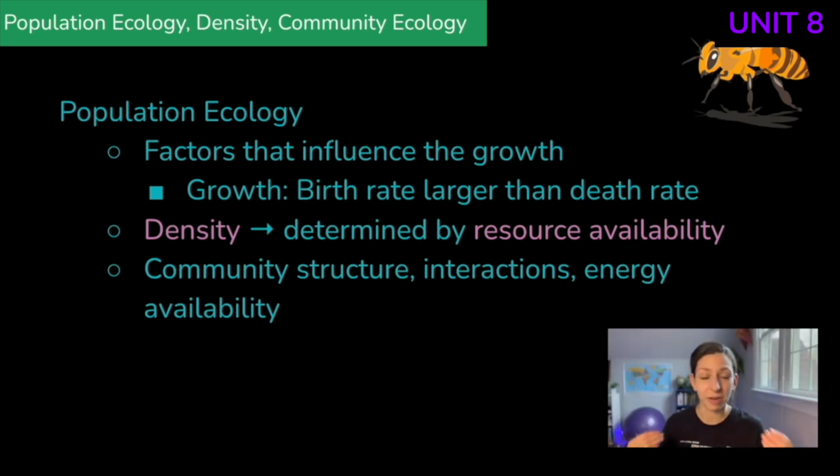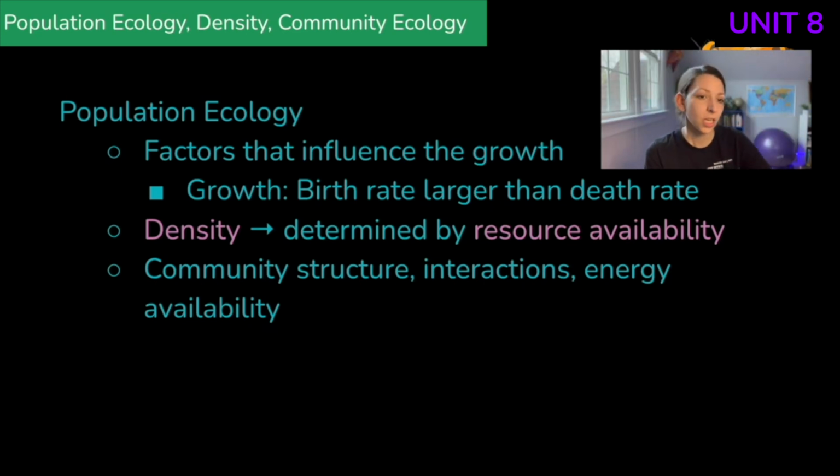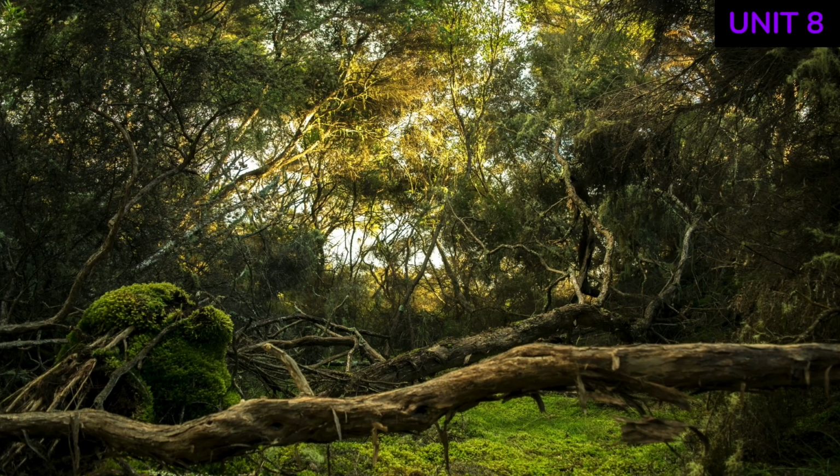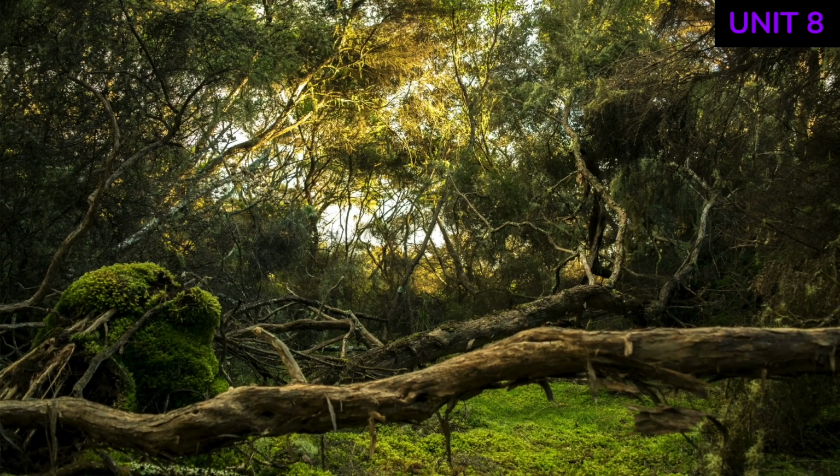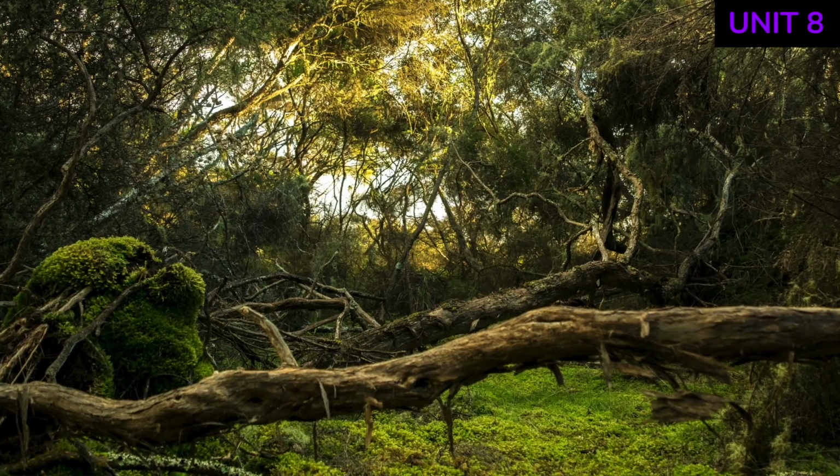If we don't have any limiting factors, a population can grow exponentially and it'll grow in that kind of J curve. But if we have some sort of limiting factor or a particular resource that's going to limit the population growth, we'll see a logistic growth curve. So it'll increase until it reaches that carrying capacity and kind of level out. There's also a lot of other factors like community structure, interactions, energy availability that are going to determine how those populations will continue to grow and survive.